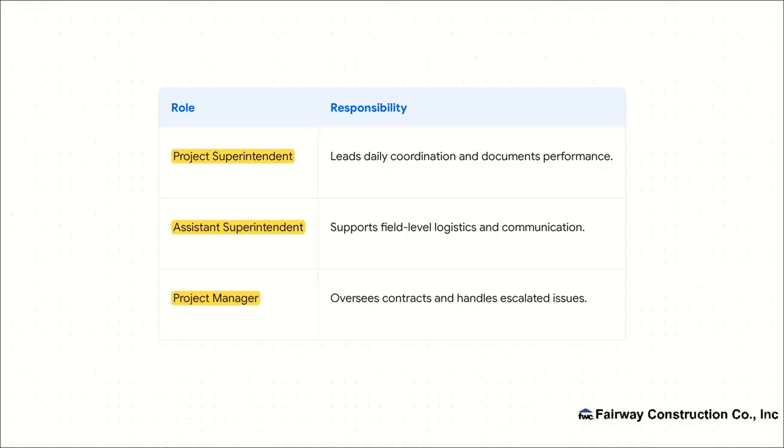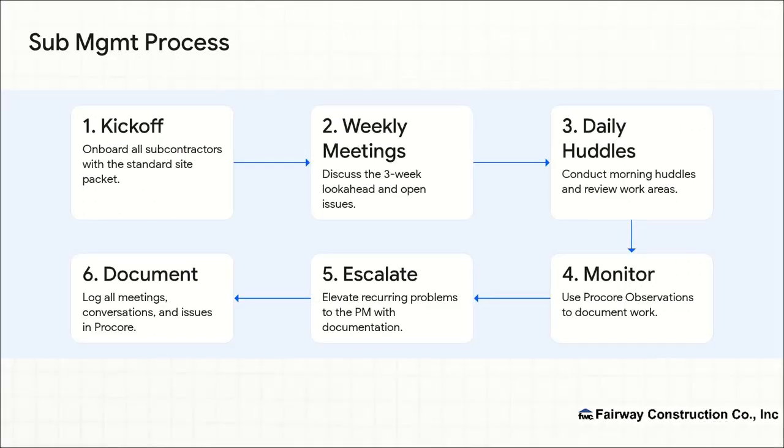The project superintendent is on the front line, leading daily coordination and documenting performance. The assistant superintendent is right there supporting those efforts, handling field-level logistics and communication. And if things need to be escalated, that's when the project manager steps in to oversee contracts and handle those bigger issues. The process here is really comprehensive.